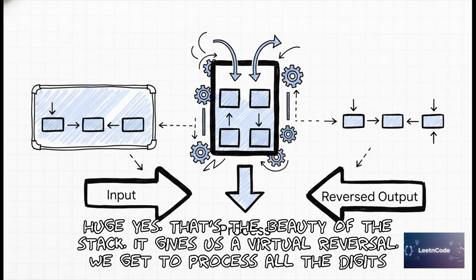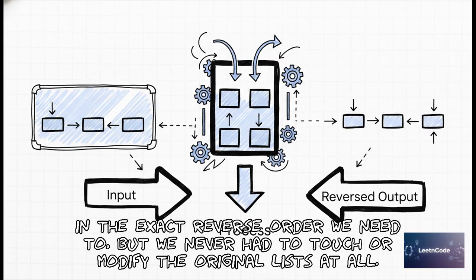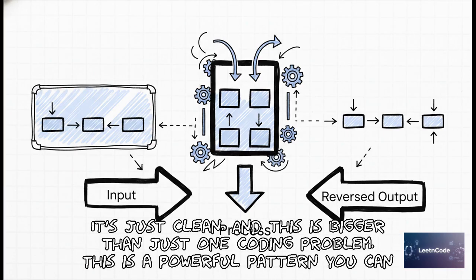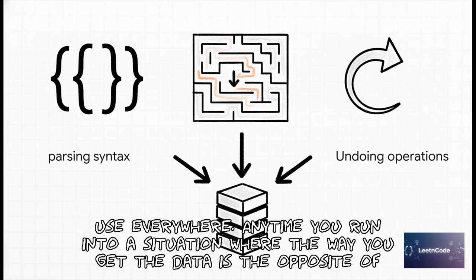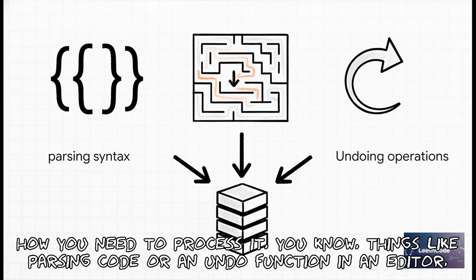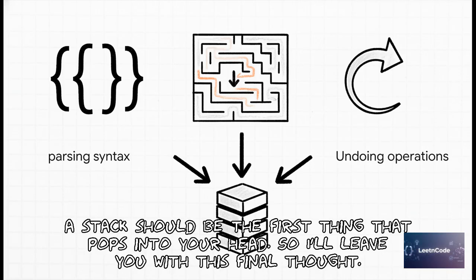That's the beauty of the stack. It gives us a virtual reversal. We get to process all the digits in the exact reverse order we need to, but we never had to touch or modify the original lists at all. It's just clean. And this is bigger than just one coding problem. This is a powerful pattern you can use everywhere. Anytime you run into a situation where the way you get the data is the opposite of how you need to process it, things like parsing code or an undo function in an editor, a stack should be the first thing that pops into your head.